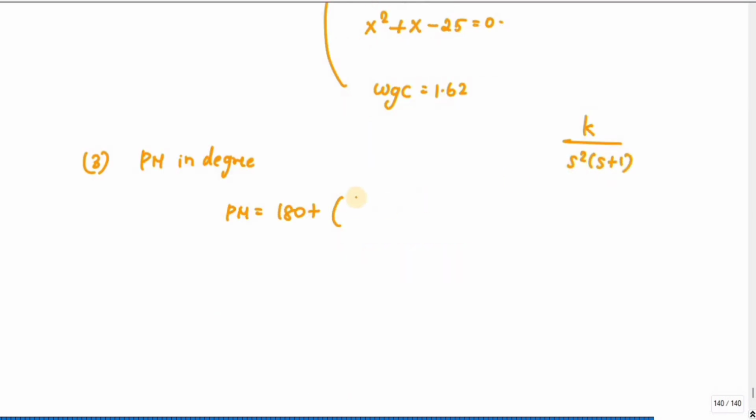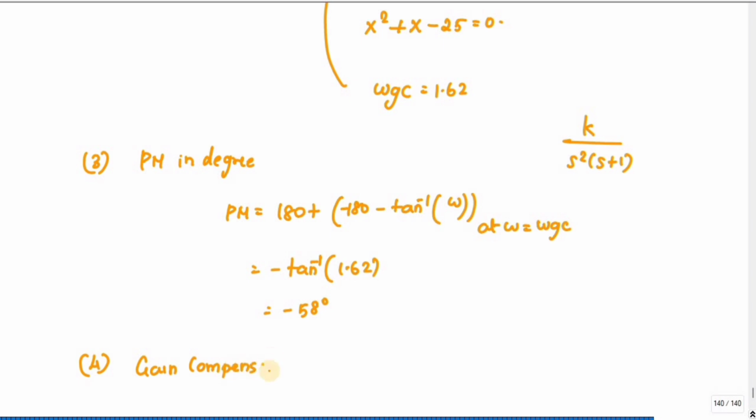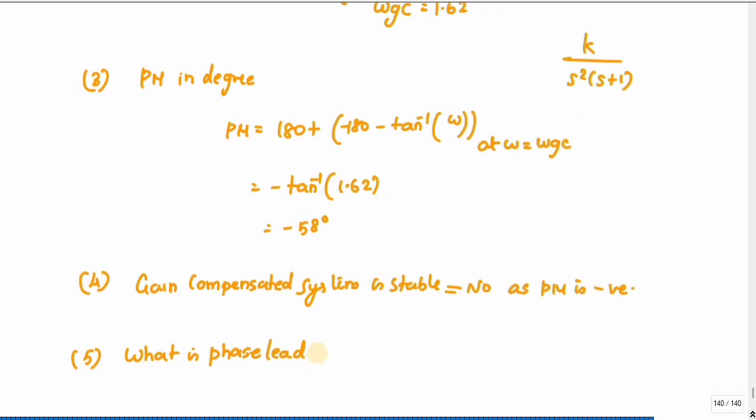Okay, so you have to substitute in the PM value. So PM is equal to 180 degrees plus the phase of G(s). Since G(s) is nothing but K / (s² (s + 1)), I can write it as minus 180 degrees, since s² is in the denominator, minus tan inverse of ω. So I will get phase margin is equal to minus tan inverse of ω at ω = ωgc. So you substitute ωgc equal to 1.62. So the phase margin value is minus 38 degrees. So next one is, is the gain compensated system stable or not? Since phase margin is negative, it is not stable.